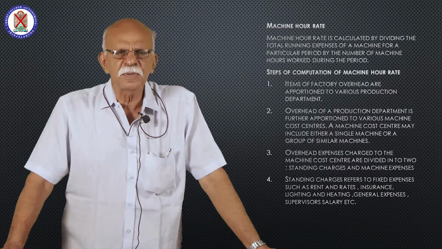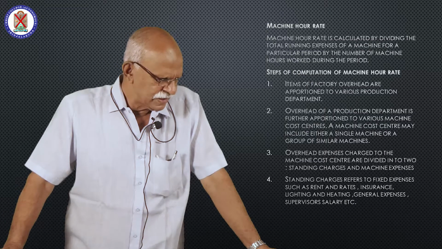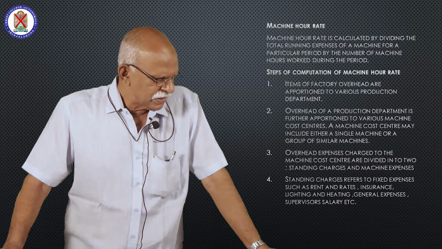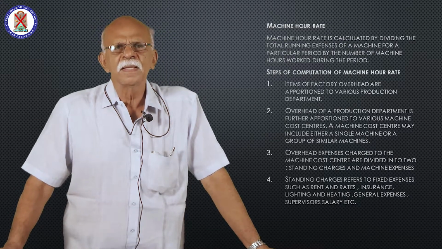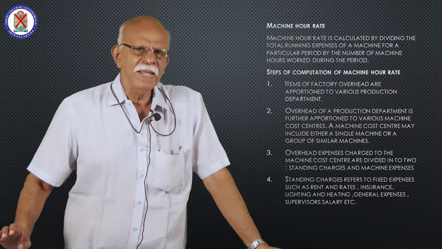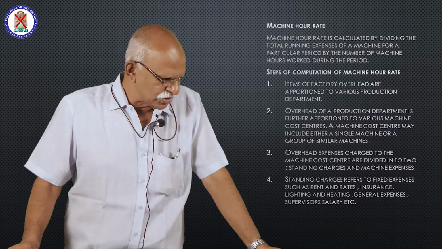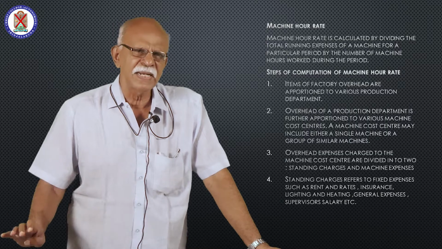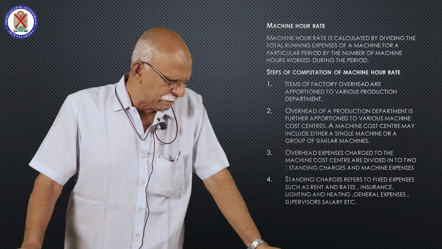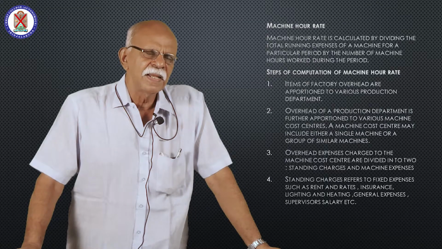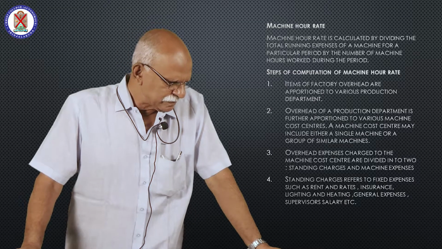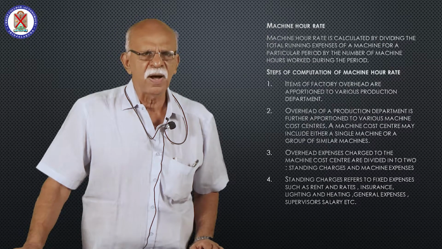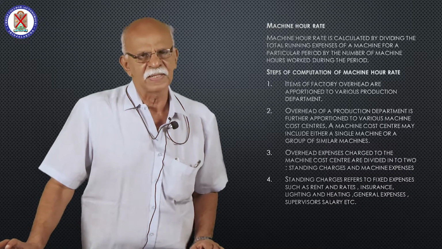There is a definition given for machine hour rate. Machine hour rate is an actual or predetermined rate of cost apportionment. It can be an actual rate or a predetermined rate, either for overhead apportionment or for overhead absorption. How to find it out? It is calculated by dividing the total machine cost by the number of hours for which the machine is expected to run.